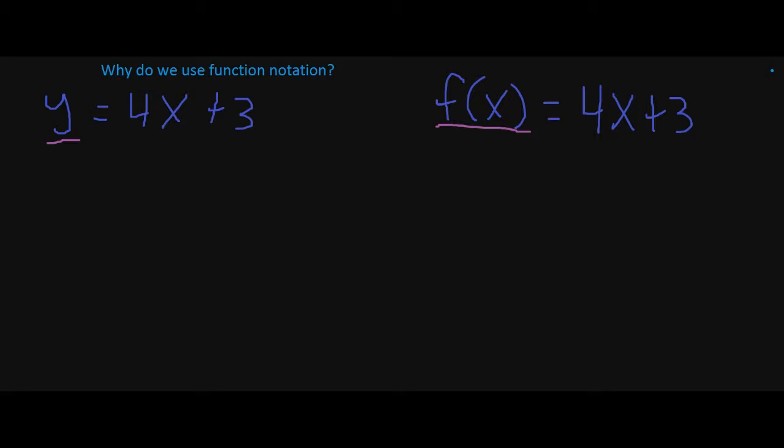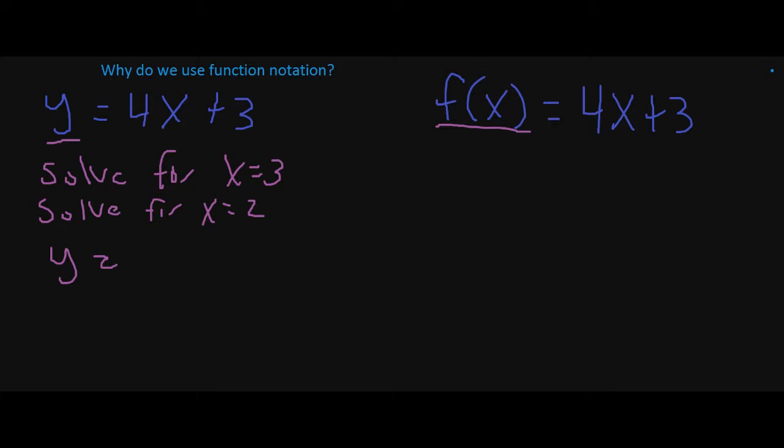So usually when you see a problem in the past, you would have got something like solve for x equals 3, solve for x equals 2. Alright, so now if we try to solve that using the method that you guys have known for a while now, we're going to plug in 3 for x because it tells us x equals 3, so we're going to get 4 times 3 plus 3. Well, this is just going to be y equals 4 times 3 is 12 plus 3 is 15.